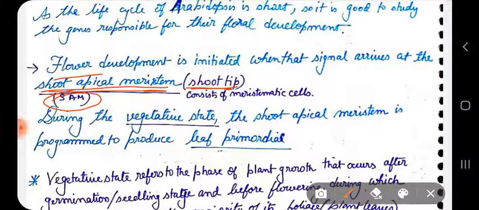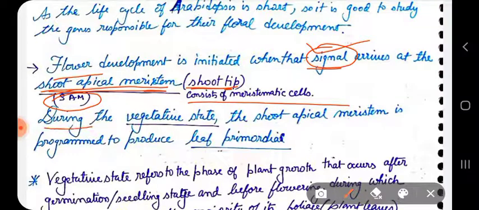Now, there are different types of signals that can initiate flower development within the shoot apical meristem. The shoot apical meristem is made up of meristematic cells. During the vegetative state, the shoot apical meristem is programmed to produce leaf primordia.